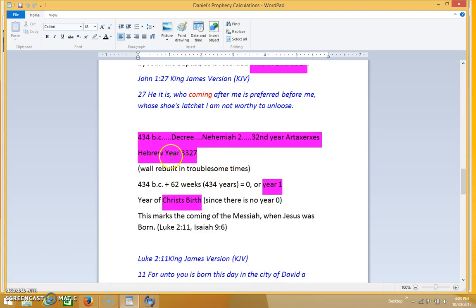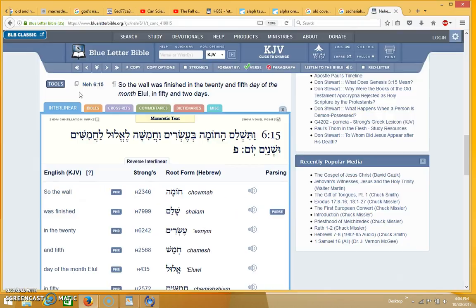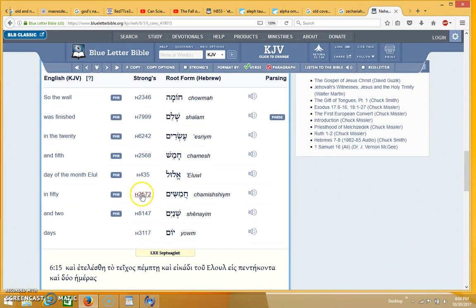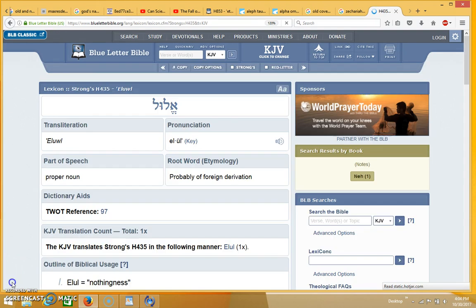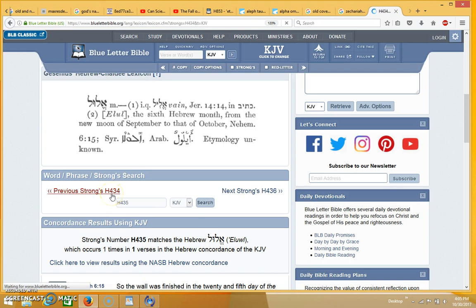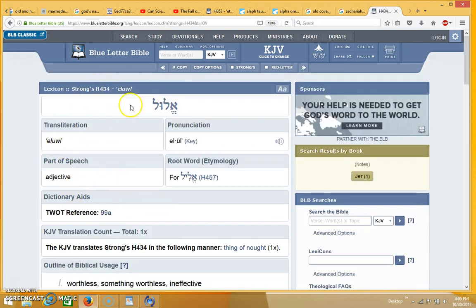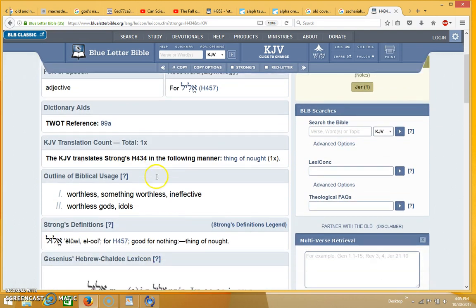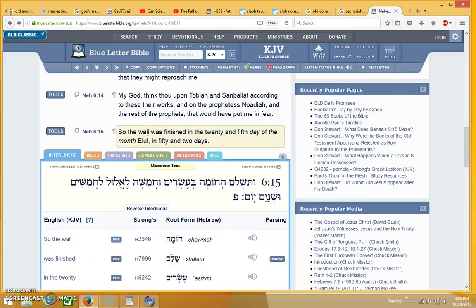And I've explained before how God seems to be confirming the Hebrew year 3327 for the building of the wall in Nehemiah, because it was in the 32nd year of Artaxerxes. And so you have the number 32 within the Hebrew year 3327. But you also have it confirmed in Nehemiah 6:15, where it talks about the wall being finished in 52 days, because the Strong's number for Elul, which is when it says the wall was finished, is 435 or 434. This is also the word Elul, 434. So this confirms the year 434 BC as being the year when the wall was finished, because it was finished in Elul.